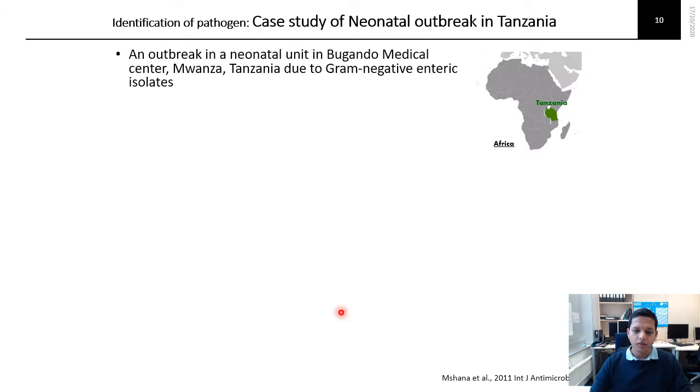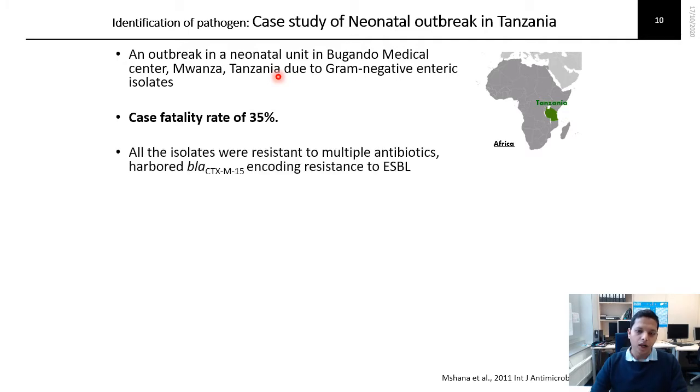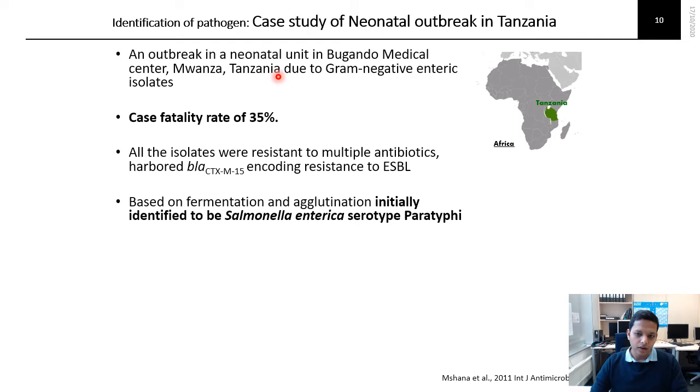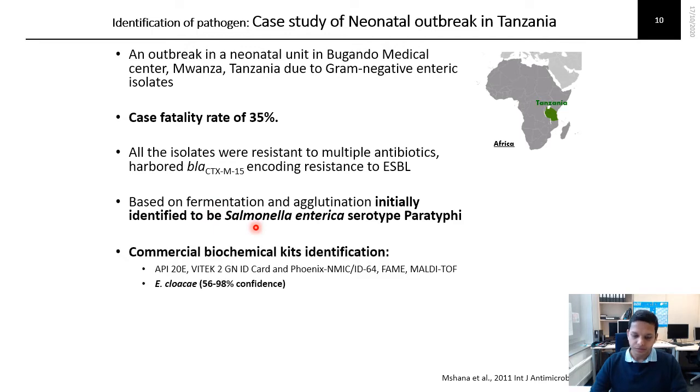Now let's see with a real example how whole genome sequencing is helping us identify bacterial pathogens in the real world. There was an outbreak in the neonatal unit at Bugando Medical Center in Tanzania due to gram-negative enteric isolates. The case fatality rate was high. Isolates were multiple drug resistant, and based on fermentation and agglutination characteristics, these isolates were initially identified to be Salmonella.